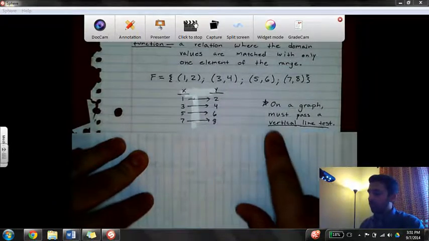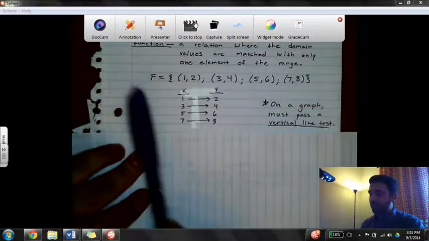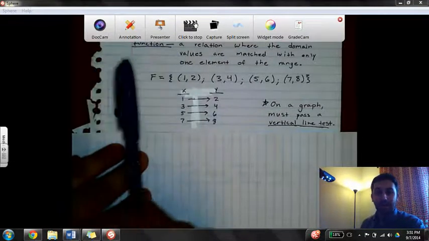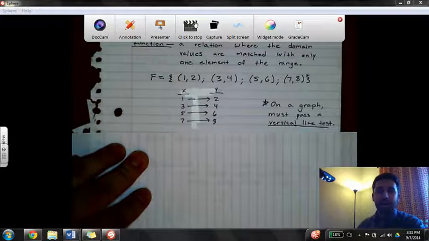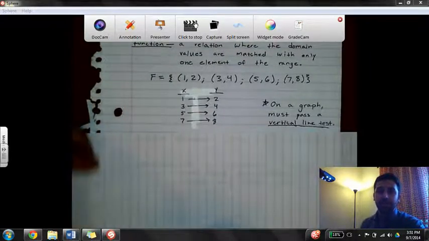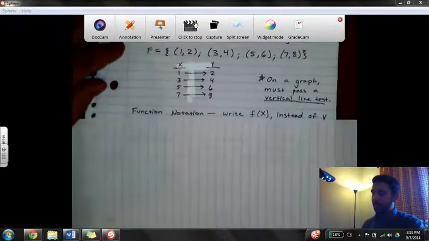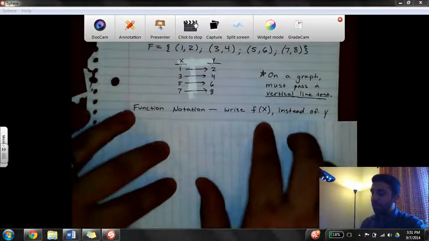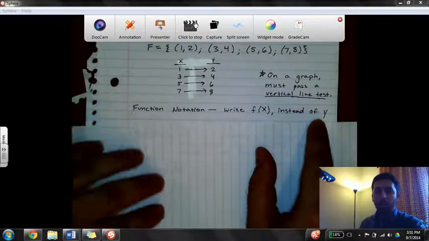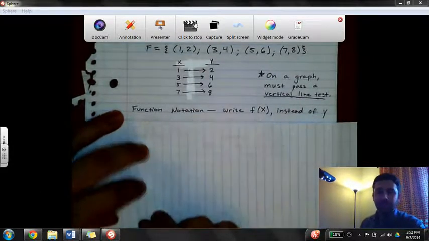On a graph, this would be where we use our vertical line test or the pencil test, where we take the pencil over each point of our graph to see if the y values overlap. Function notation: in many of our courses and in this one, instead of writing y, we write f of x, and that's just using function notation.